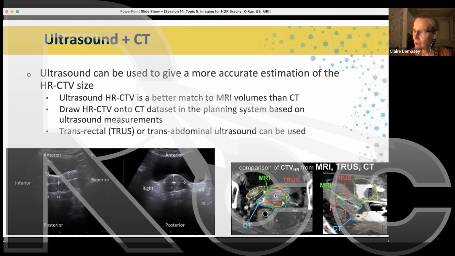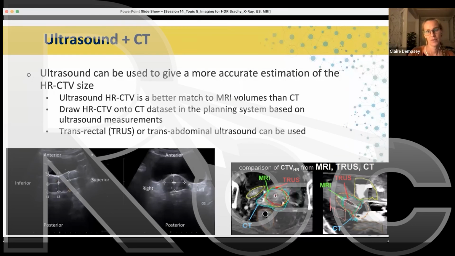So, which is exciting. I think it's great because ultrasound units are cheap and portable and easy to use, and they're giving results that are comparable to an MRI in terms of high-risk CTV contouring. So I think that's pretty amazing. So what you can do is, if you have ultrasound and you have a CT, you can use the dimensions of your ultrasound to draw the high-risk CTV onto the CT in the planning system.